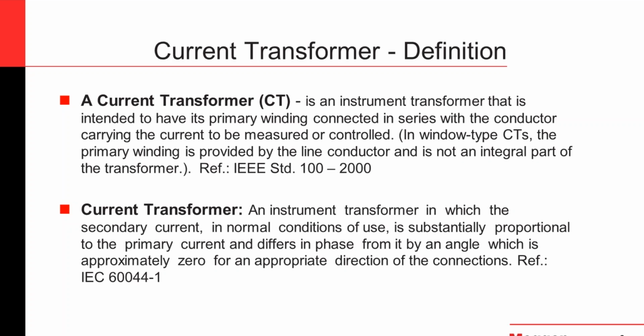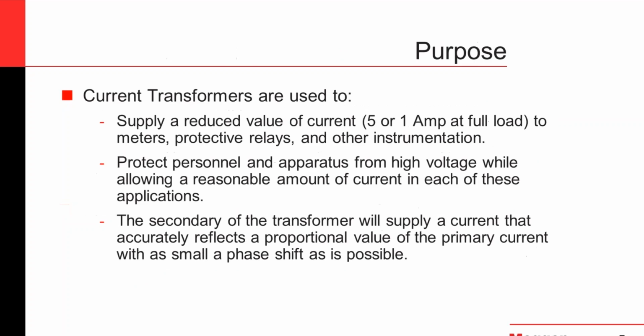So two things. One is the CT is connected in series with the primary winding, and it transforms the primary values into corresponding secondary values with minimum phase angle deviation and accurate ratio. Now, what is the purpose of using a CT in the field?